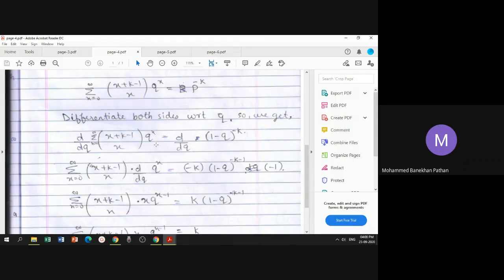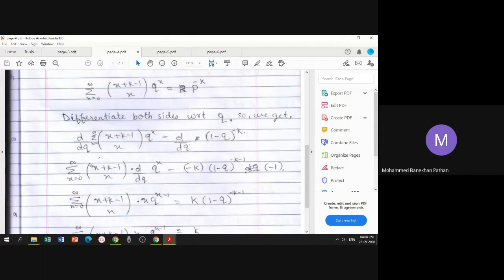And it is for what? It is only for that quantity which is having q. So this combination does not have q. Respective to q, this is entirely constant. So I took it here, multiplied by d by dq of q raised to x.